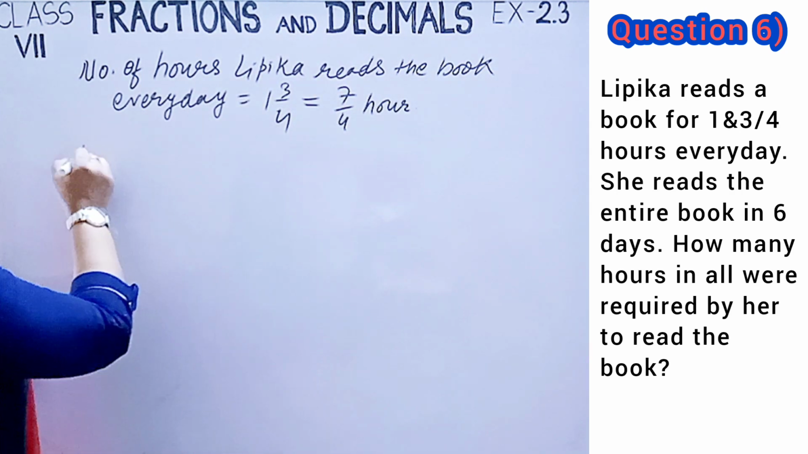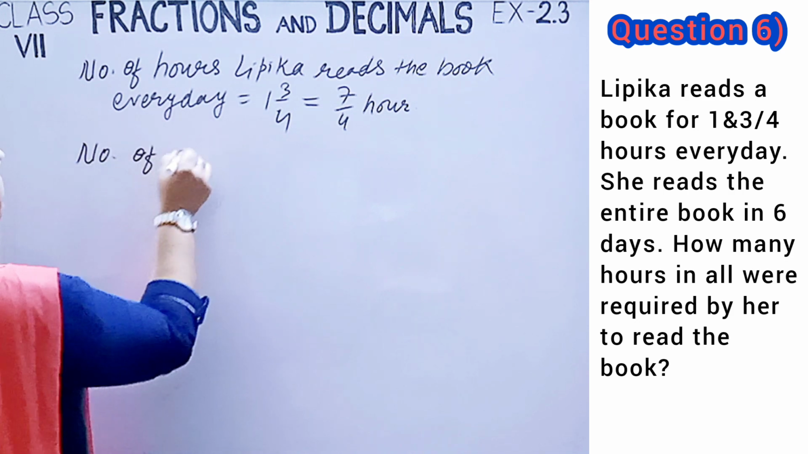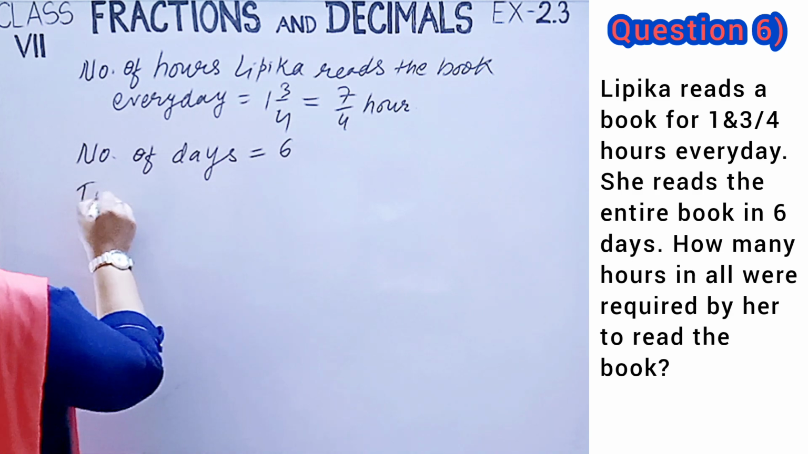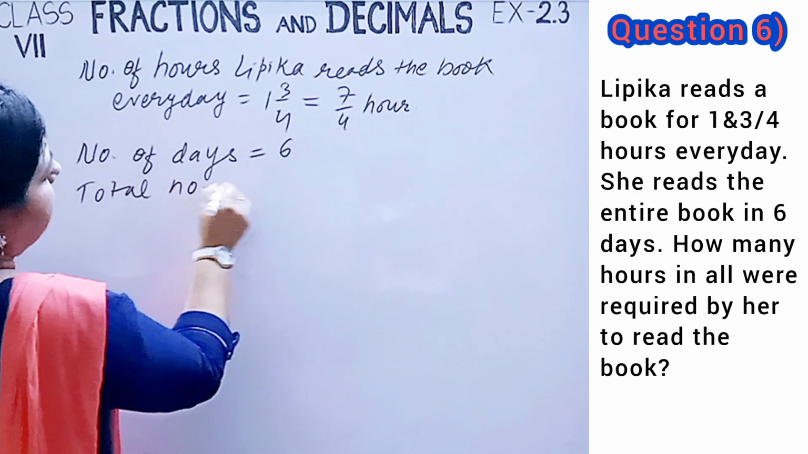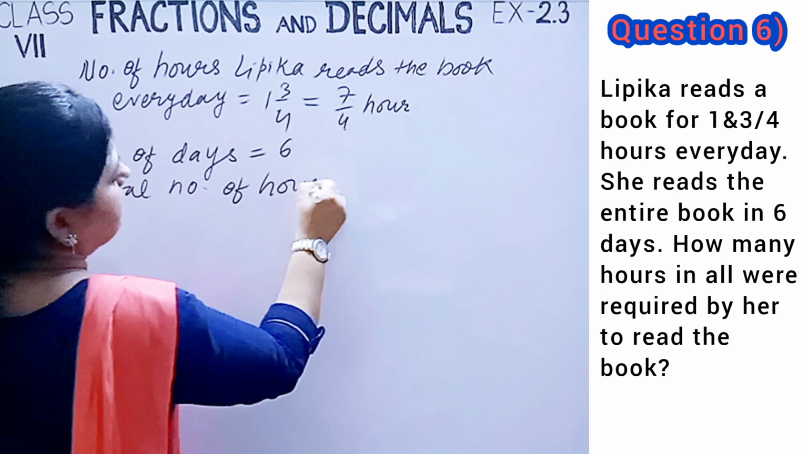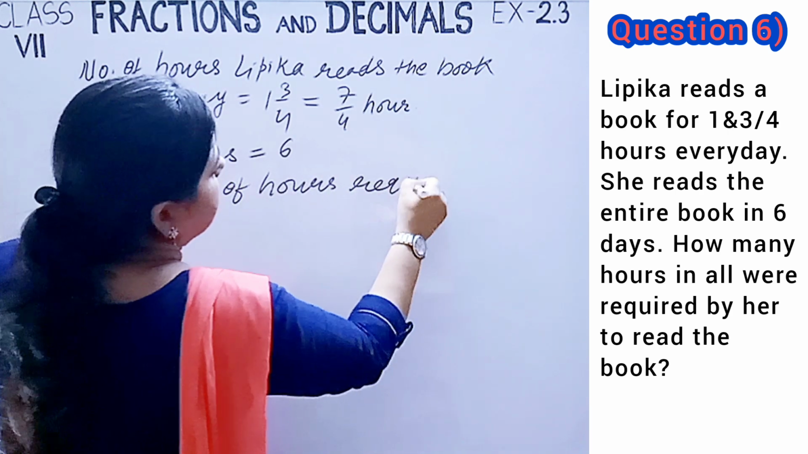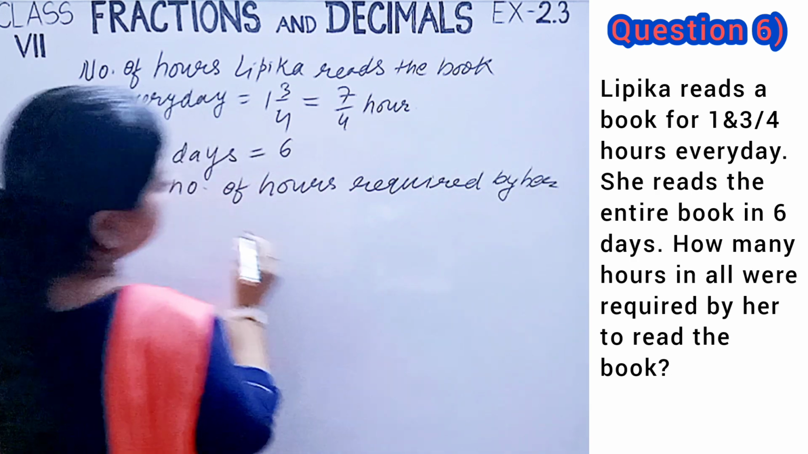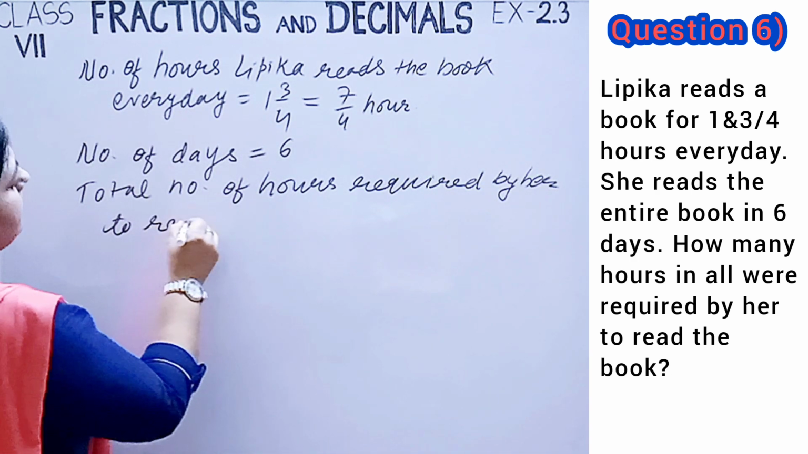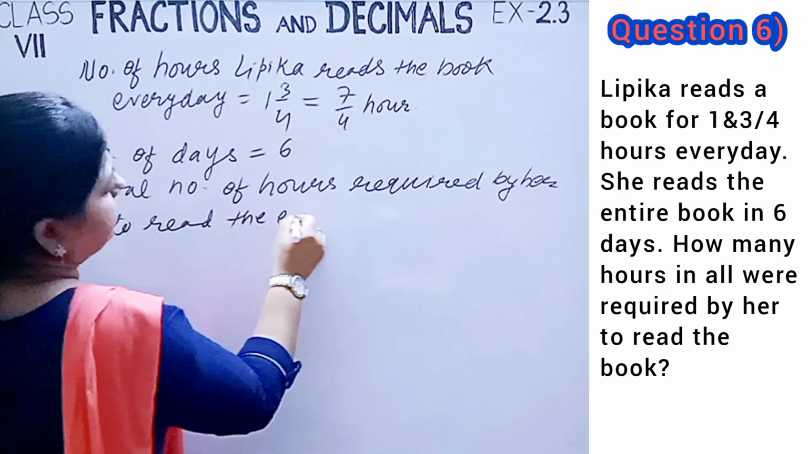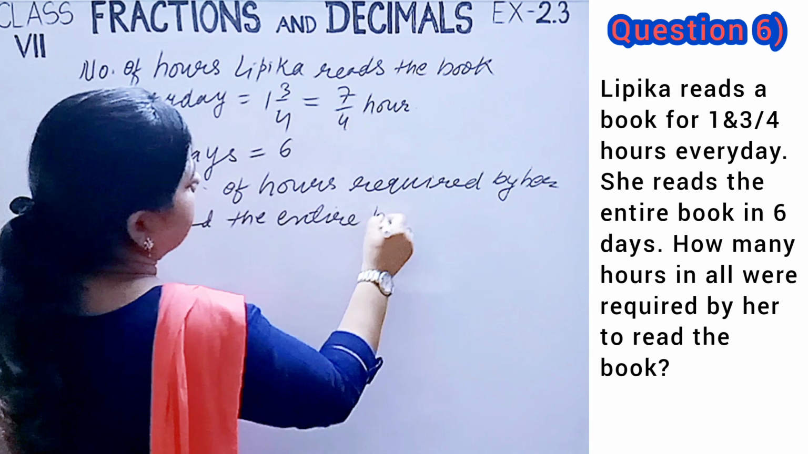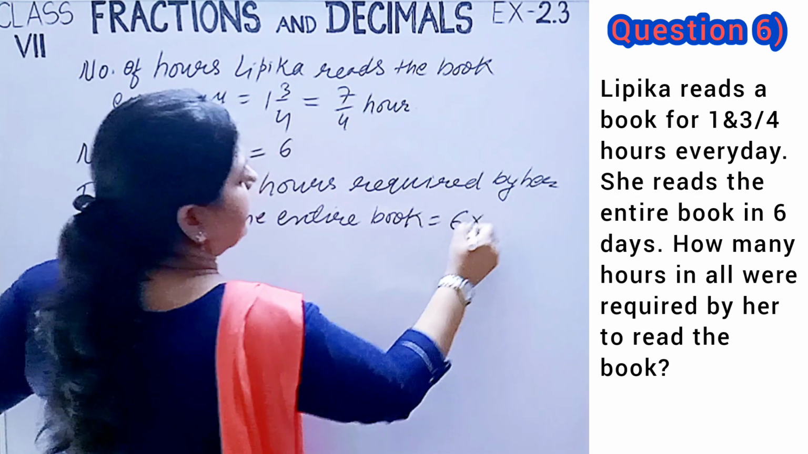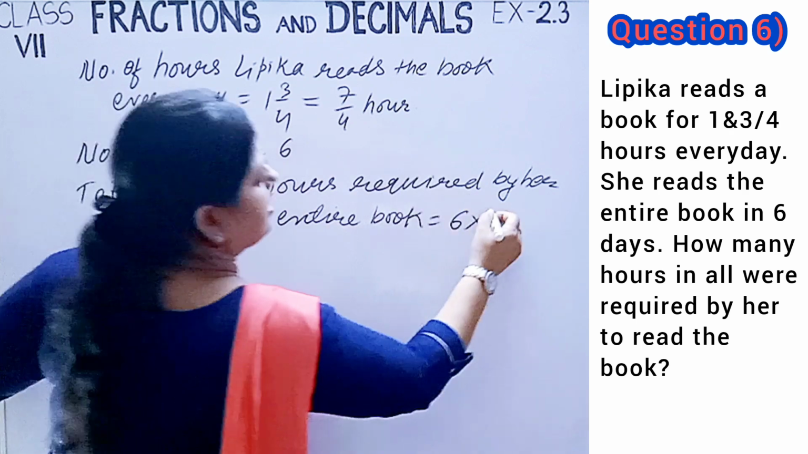Now the number of days given in the question is total 6. So the total number of hours required by her to read the entire book: total 6 days, and per day she reads 7/4 hours.